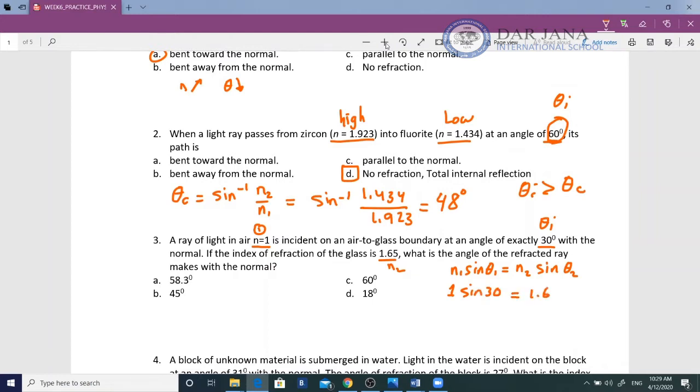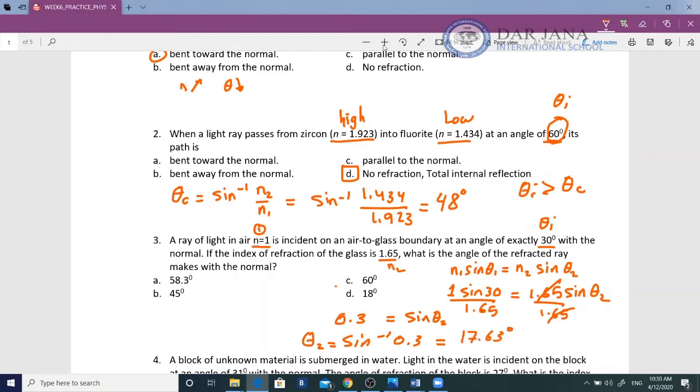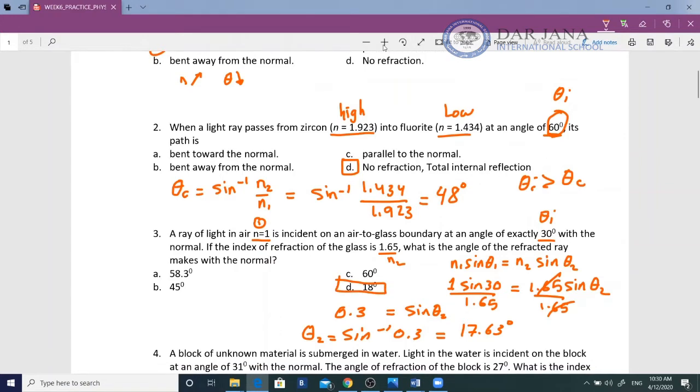N2 is 1.65 sine theta 2, so we divide here by 1.65 and here by 1.65, so we get sine theta 2 is equal to about 0.3. To get the answer, we do sine inverse of 0.3. So that's theta 2, it's about 17.63, so it is 18 degrees. Let's go to the next question.